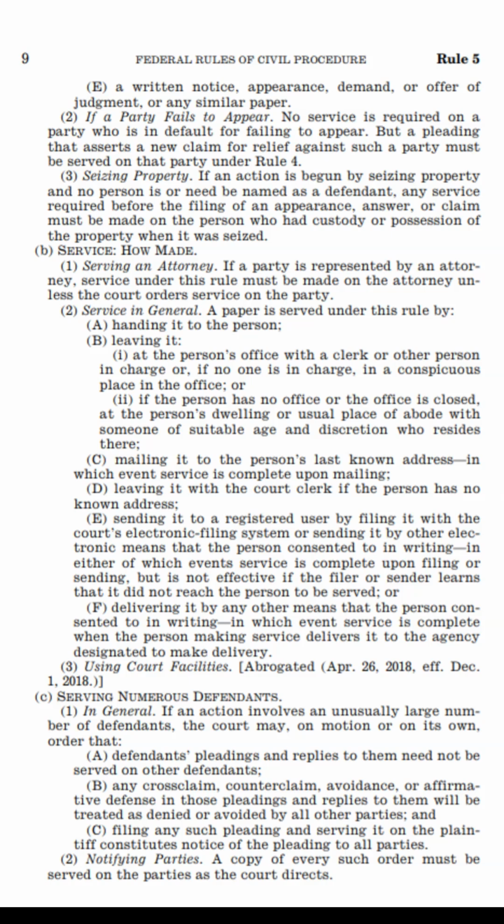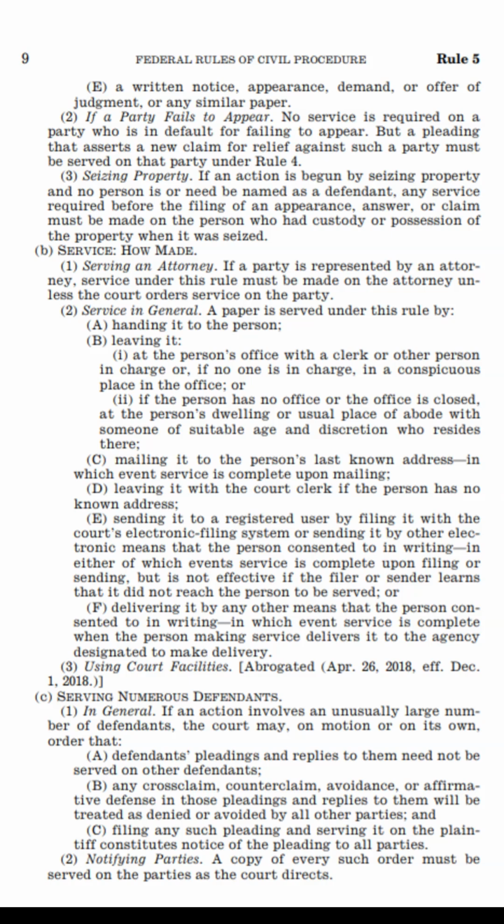E. Sending it to a registered user by filing it with the court's electronic filing system or sending it by other electronic means that the person consented to in writing, in either of which event service is complete upon filing or sending, but is not effective if the filer or sender learns that it did not reach the person to be served, or F. Delivering it by any other means that the person consented to in writing, in which event service is complete when the person making service delivers it to the agency designated to make delivery. 3. Using court facilities. Abrogated, April 26, 2018, effective December 1, 2018.